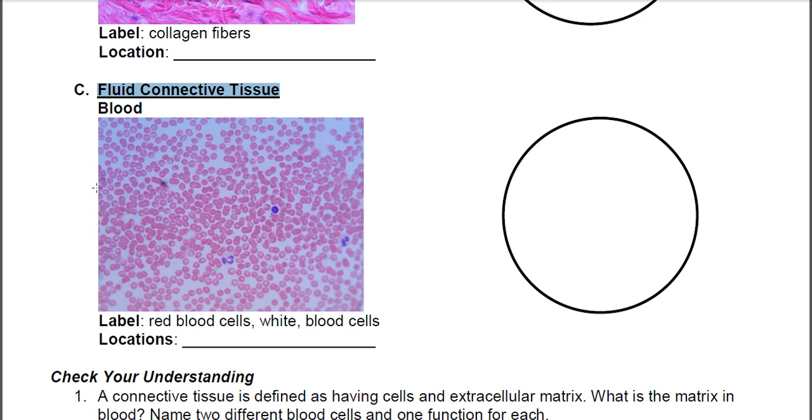This is the same slide we saw on the cytology lab. And so these pink cells are the red blood cells. The things with the purple, where you're seeing the nuclei, the DNA that has been stained, that's the white blood cells. The area around it would be the plasma, which is the ground substance of this connective tissue, or the extracellular matrix.